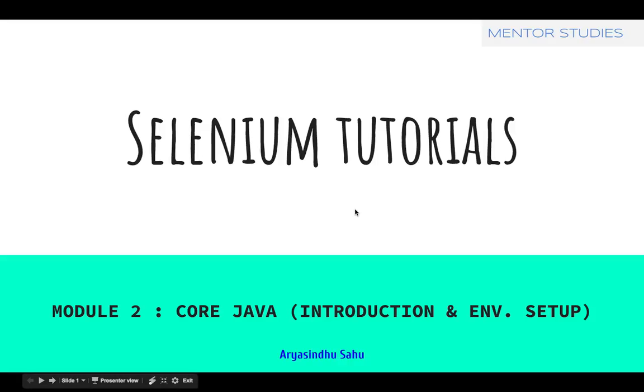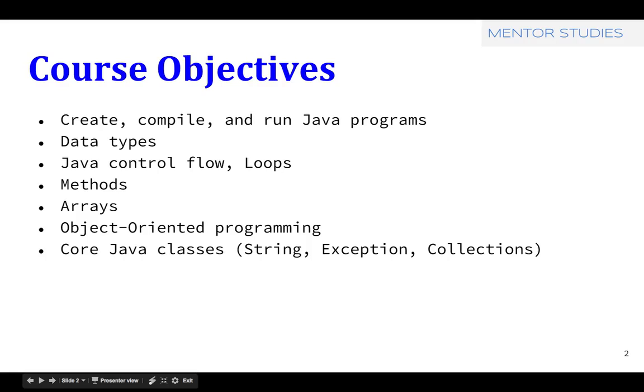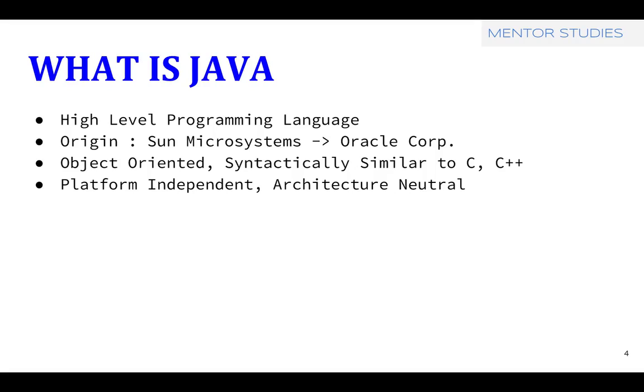Okay, we were in module 2 with Core Java Introduction. We have already seen the objective of the course. By the end of this module, we are going to understand what Java is. It's a high level programming language, its origin, and it's object oriented. All these things we have seen, and the most important thing is it's platform independent. We have discussed that, and how it is architecture neutral also we have discussed.